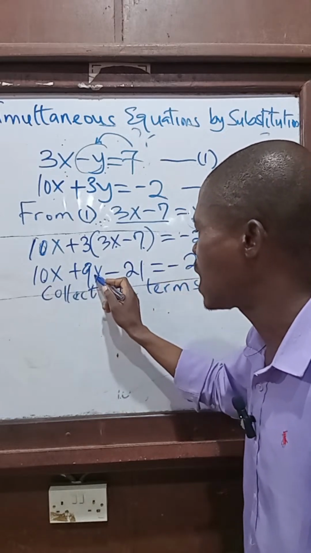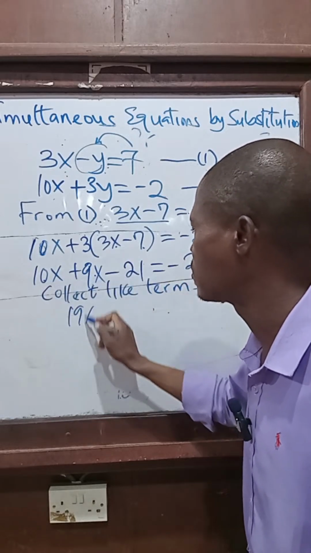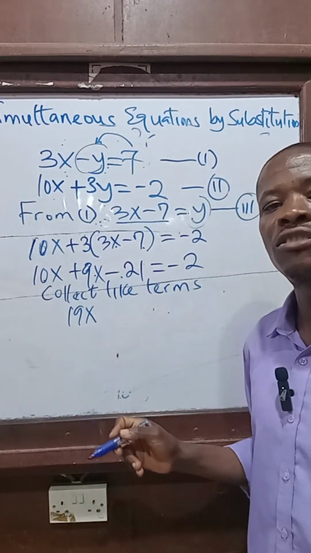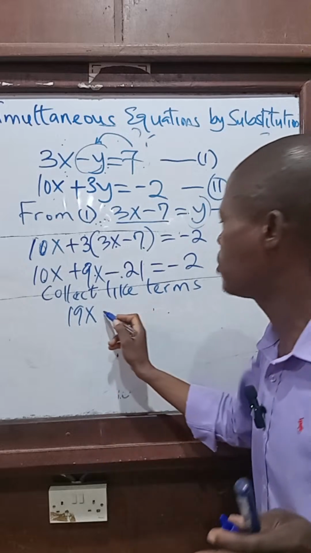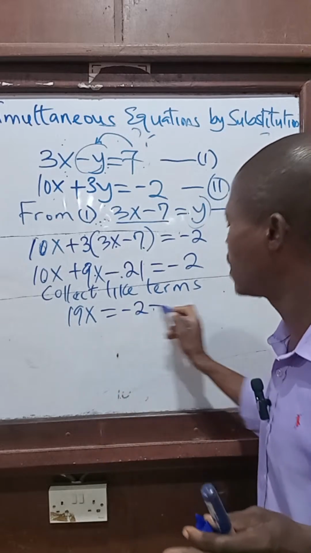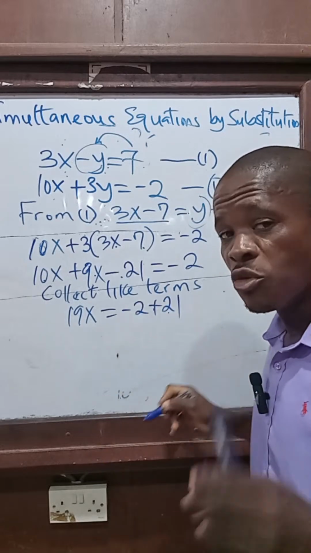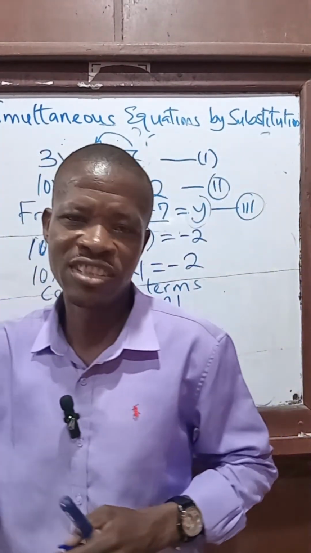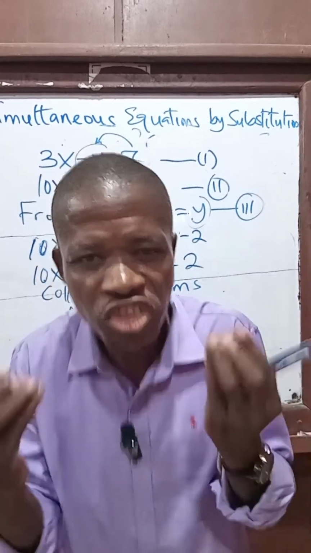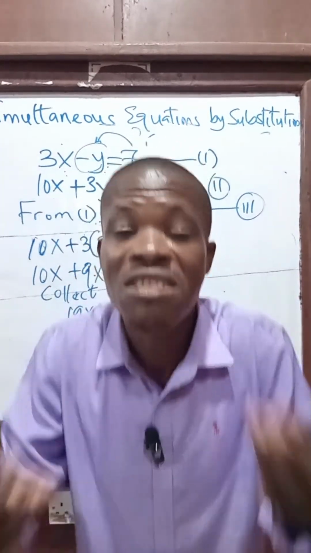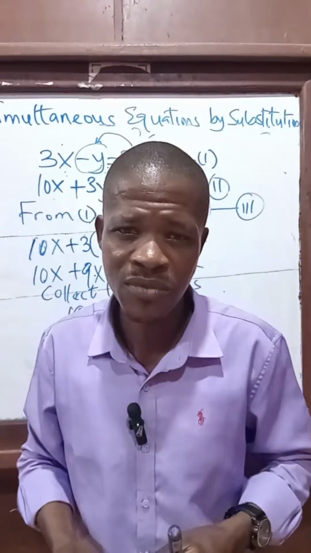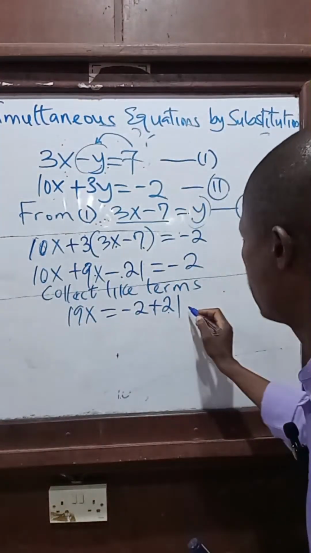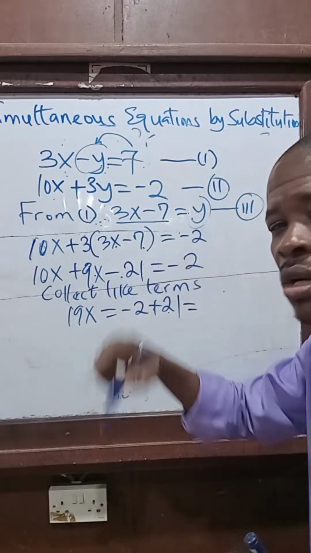10x plus 9x, that's 19x. This 21, move it to the other side. Shift it to the other side. And that will be equal to what? Minus 2 plus 21. And don't forget, when a minus moves over an equal sign, that sign changes. That sign reverses itself. Okay? So we're going to have now minus 2 plus 21.